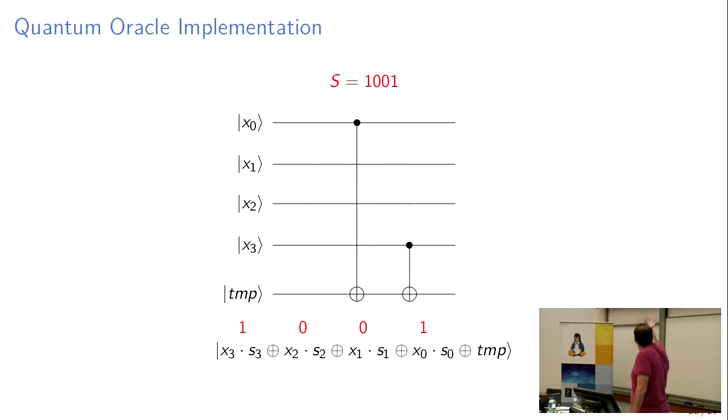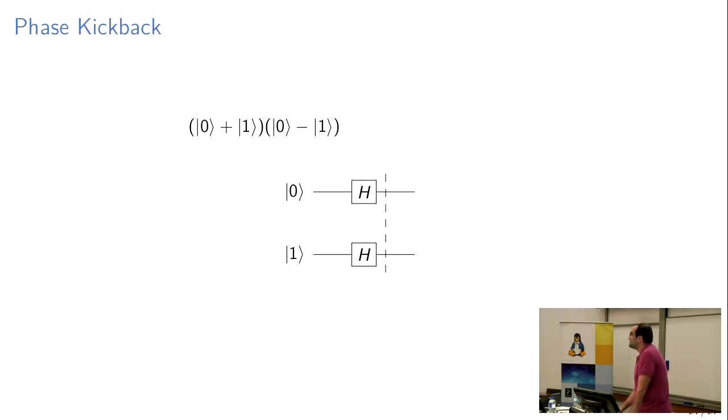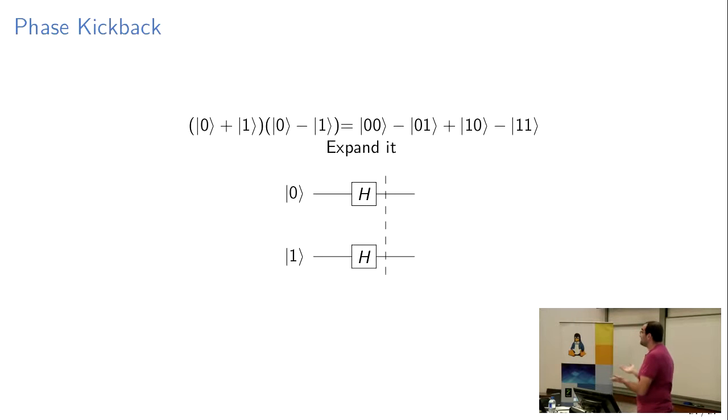So this is the implementation, but how does it work? And it uses something called phase kickback, which you can kind of think of like a trick. So let's say we've got 2 qubits, one at 0, one at 1, and we apply a Hadamard to it, so they're put in superposition. You can think of that state, as I was talking about before, as 0 plus 1 and 0 minus 1. You just, the 2 qubits, and those are their states. But it's all linear algebra, so you can just expand it. So it becomes 00, minus 01, plus 10, minus 11.